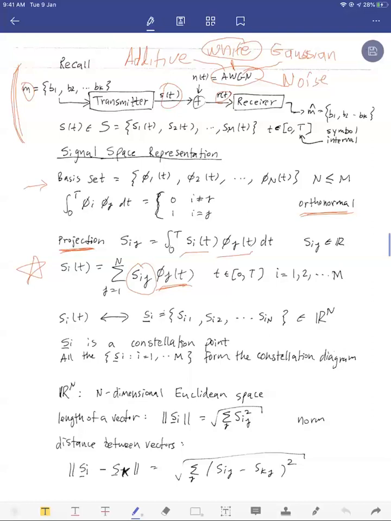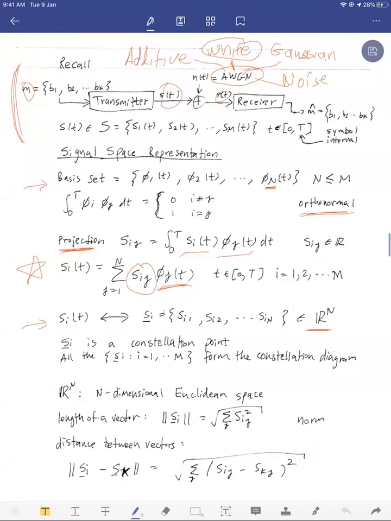Okay, and by making this association, we can represent Si of t, which is a signal in time, by a vector of length n. If I have n basis functions, I have a vector of length n to represent the ith transmit waveform. And this is a vector of length n. So it sits in R^n. The elements are real numbers.